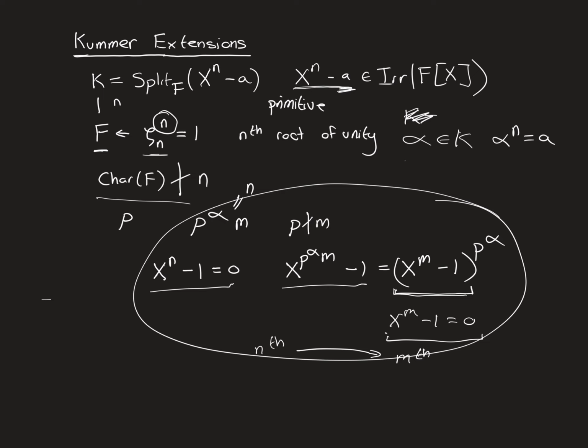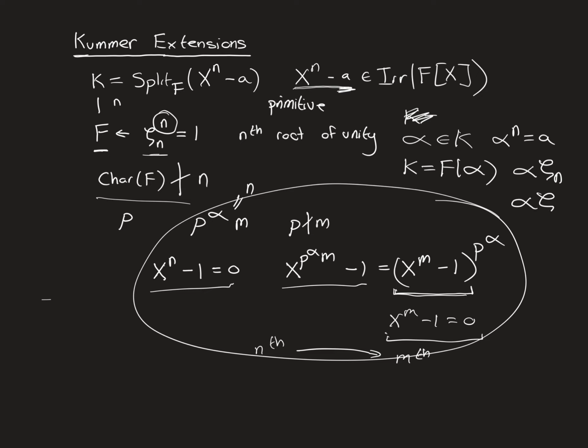So my first claim is that the field K is going to be achieved by just adjoining alpha. It's going to be a simple extension achieved by adjoining alpha. Why is that the case? Because once you've got alpha in there, because the ground field contains a primitive nth root of unity, you are therefore going to contain alpha times zeta n.